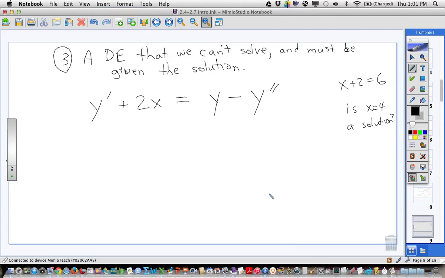Okay? Well, so here's what this question would be like. This question would be like what I just said over here. They would say, is y equals x cubed plus 2x a solution to that differential equation? That's what they will ask. Or they might say verify that this is a solution.